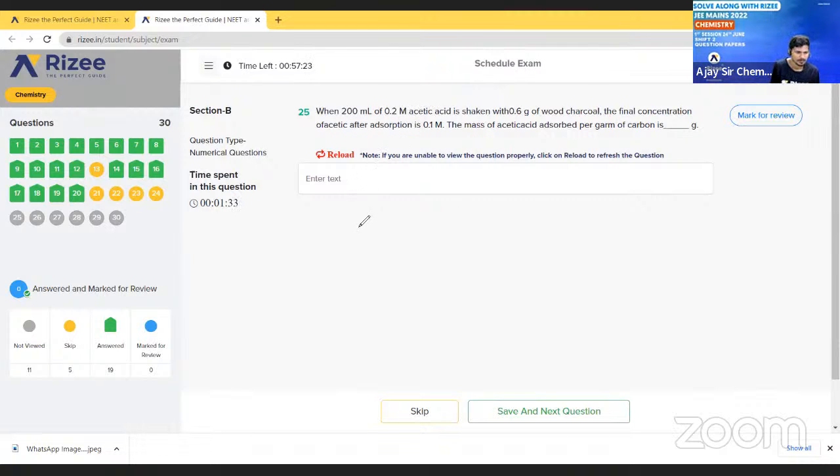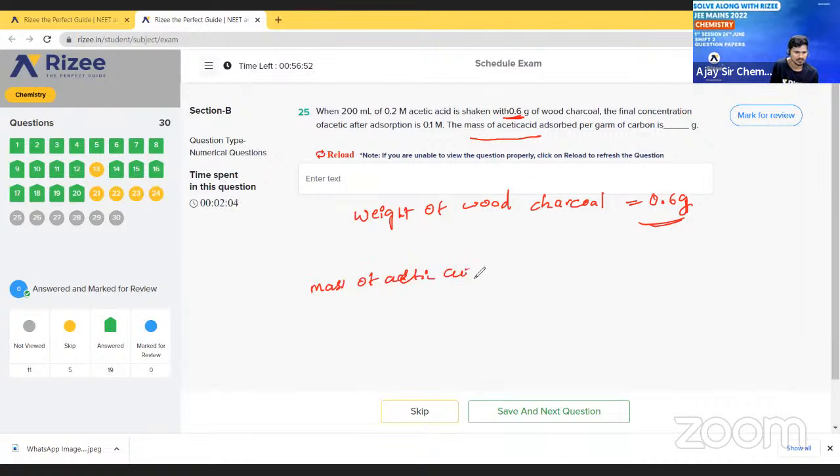See here, this is another question. First of all, what they have given here is the weight of wood charcoal, 0.6 grams. Okay? Next, what do we have to find? The mass of acetic acid absorbed.